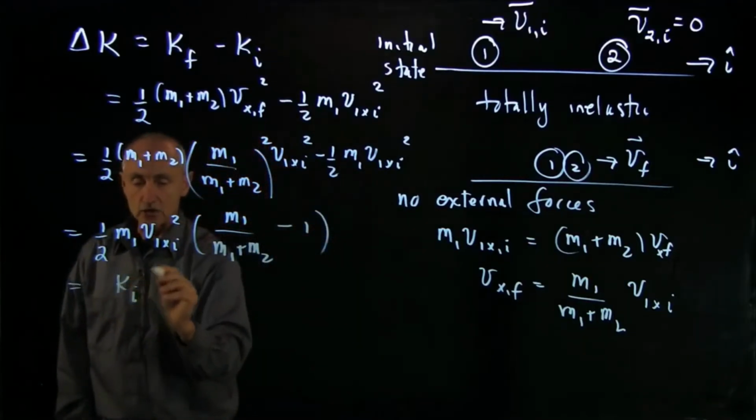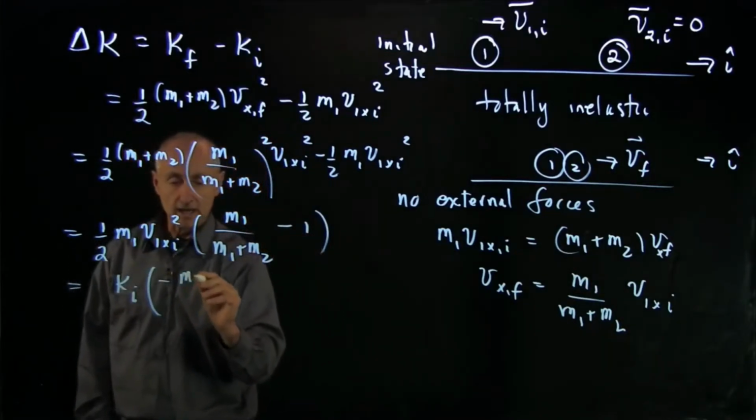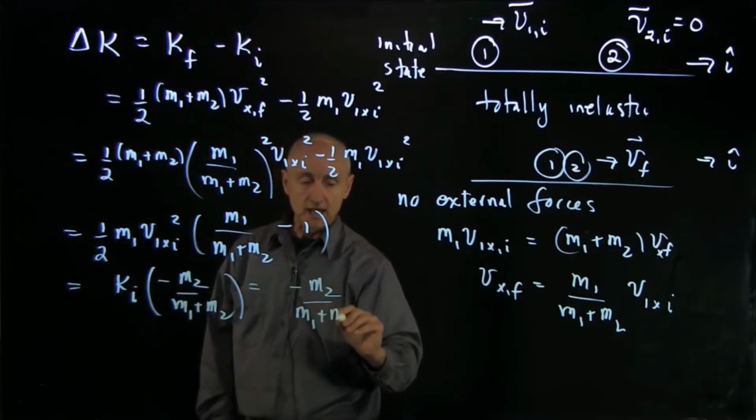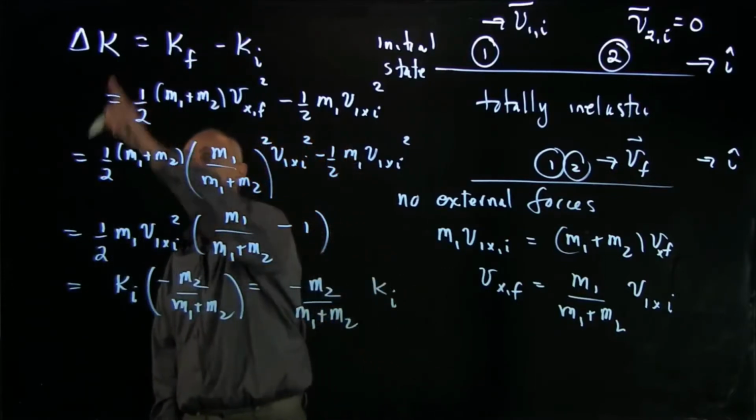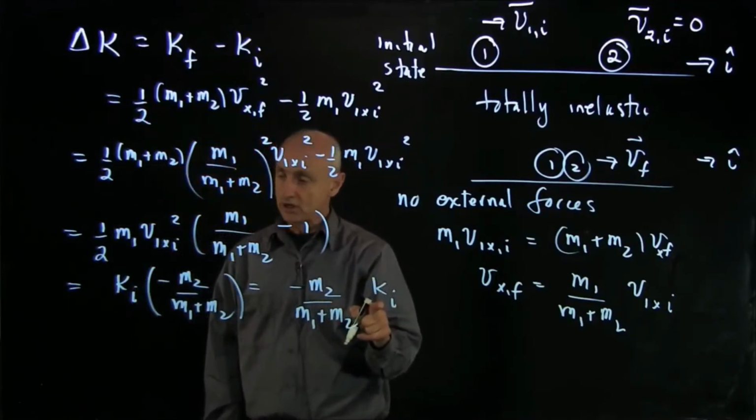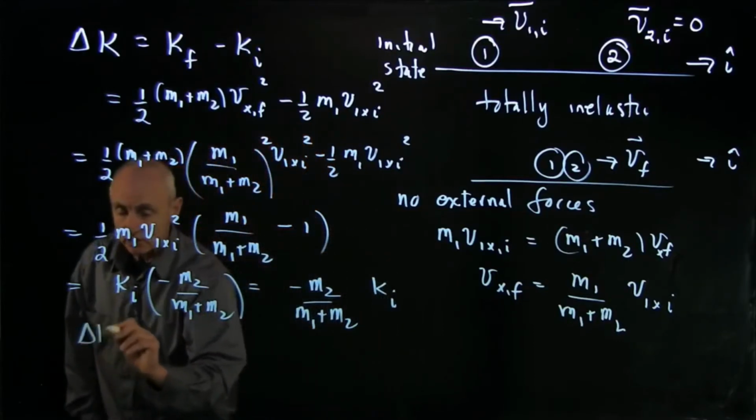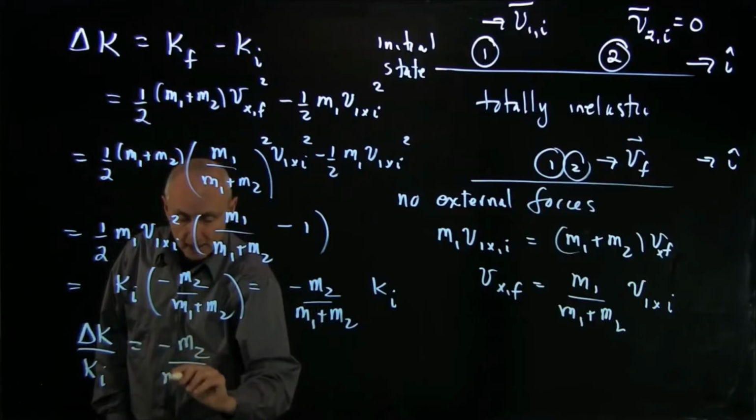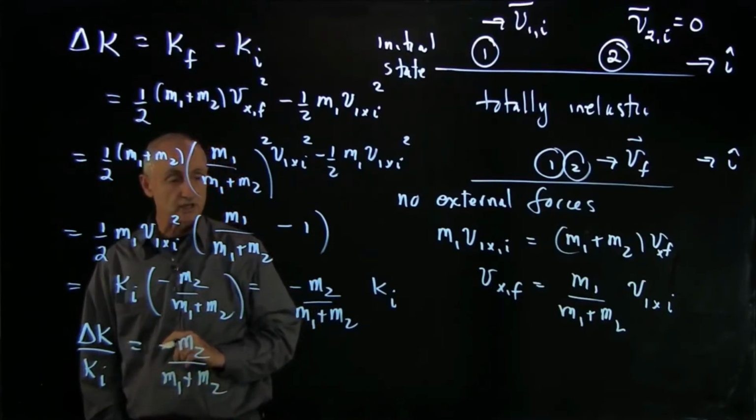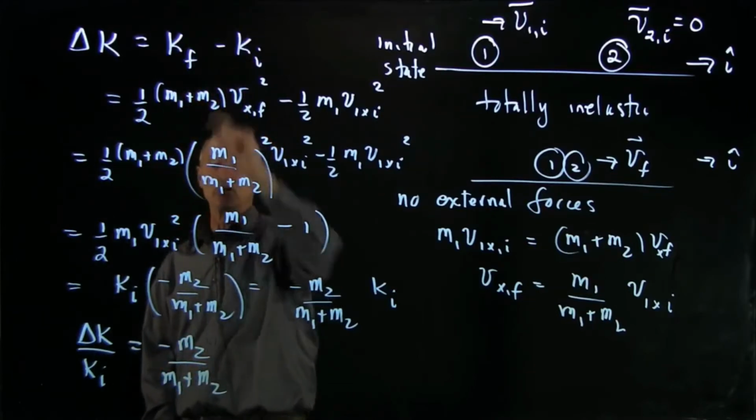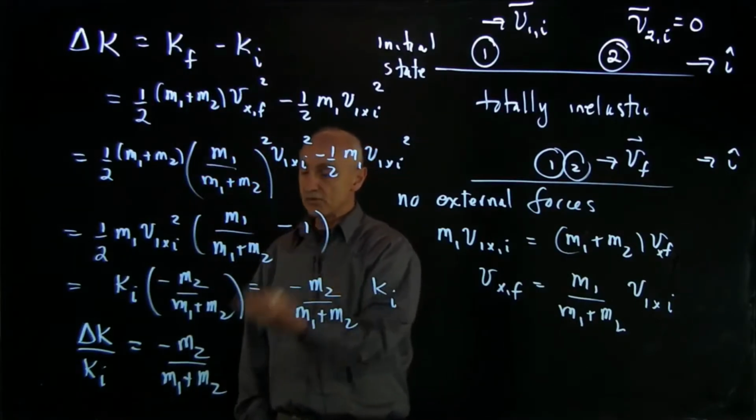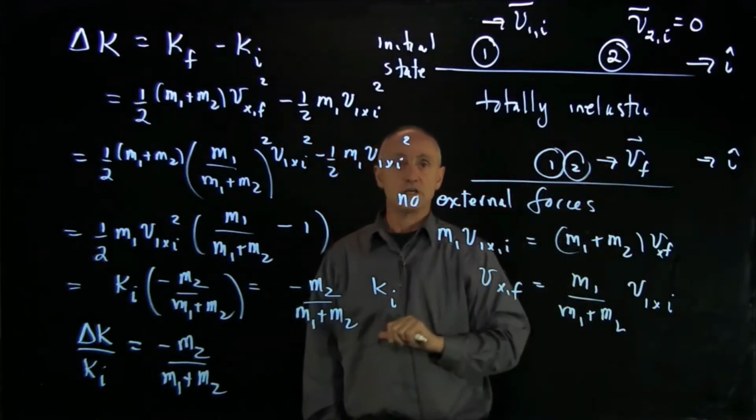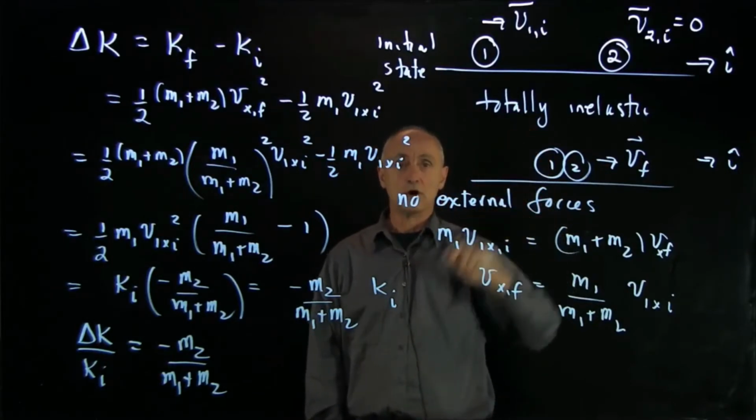Now, this is the initial kinetic energy. And when we subtract these terms, we have negative m2 over m1 plus m2. And so what we see here is, I'm just going to rewrite this again, that the change in kinetic energy just depends on the initial kinetic energy and this mass ratio. In fact, if we ask ourselves what is the ratio of the loss of kinetic energy to the initial kinetic energy, that just depends on the mass ratio of our two objects. In particular, it should be a minus sign because the kinetic energy is decreasing. It's very transparent now that in a totally inelastic collision, the kinetic energy is not constant. Where did that energy go? It went into other forms of energy.